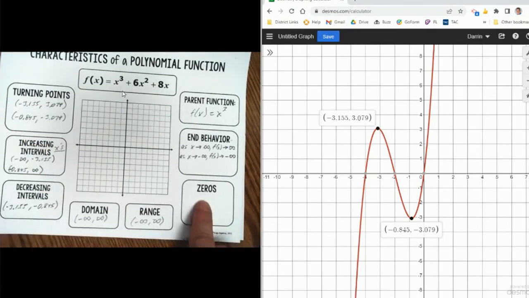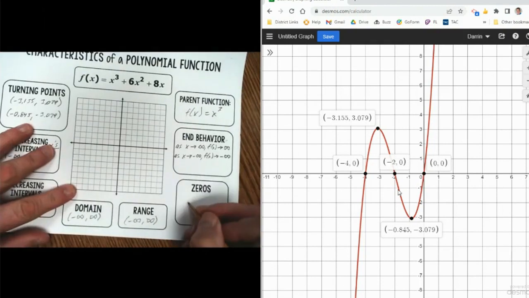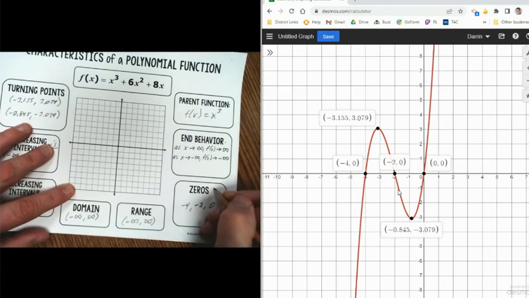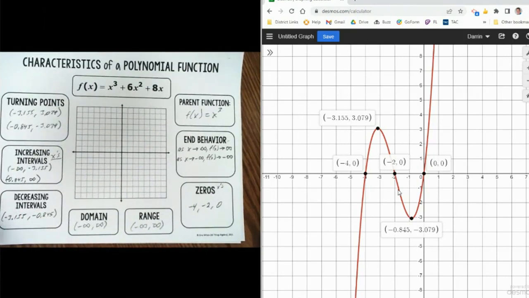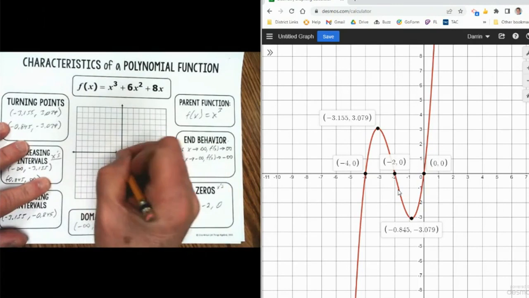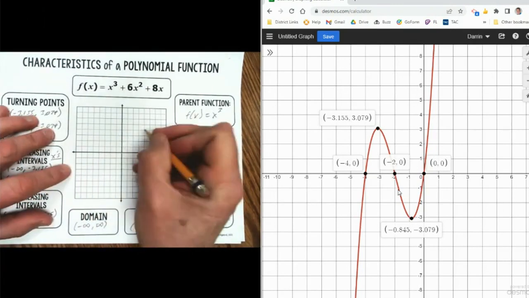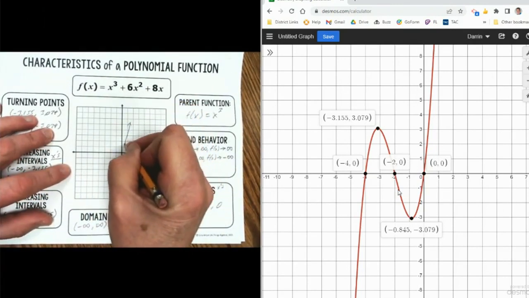The zeros, that's the only thing we haven't talked about. Where is this graph equal to 0? Well, right there. At -4, it's equal to 0. At -2, it's equal to 0. And at 0, it's equal to 0. So the zeros are at -4, -2, and 0. These are the x's again. What x values is the function actually equal to 0? So we can sketch a graph on here just to have on our notes.